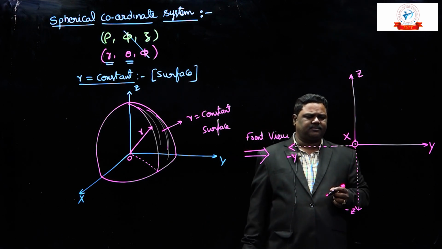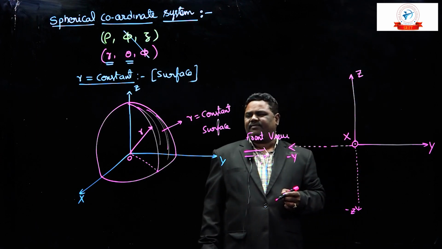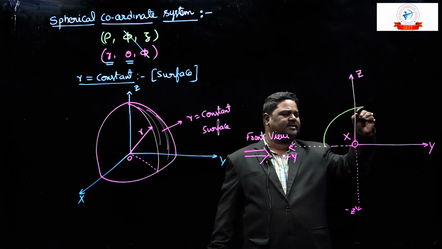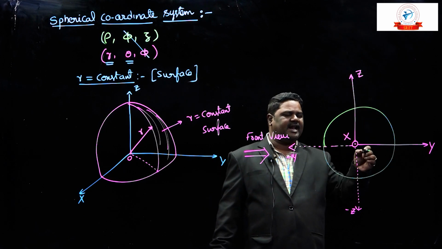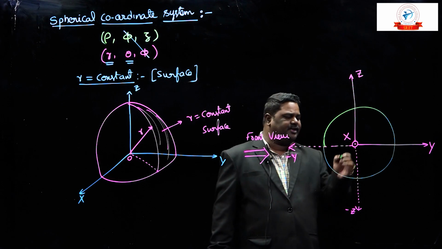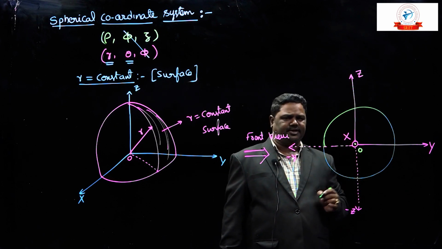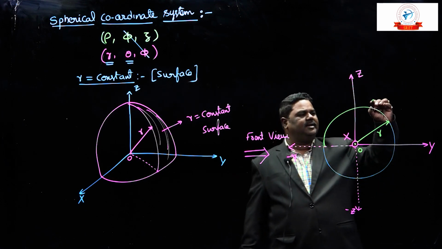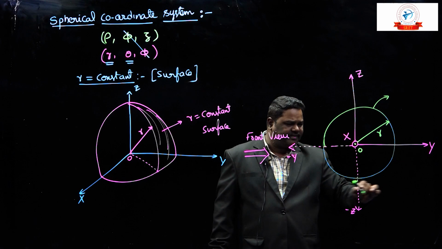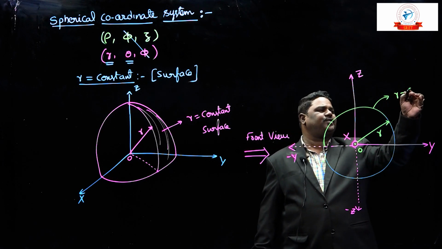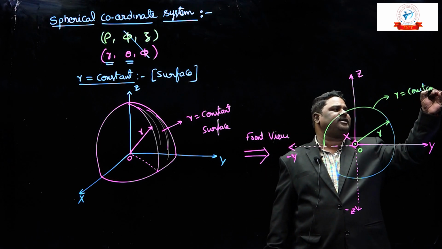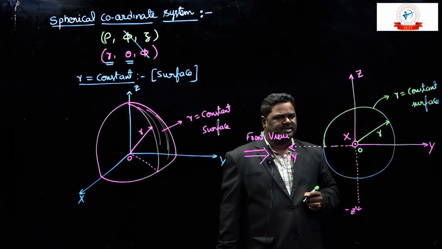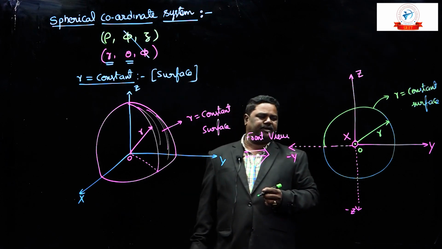Now just see here. In the front view, a sphere looks like a circle, isn't it? I'll draw the circle here. It is not actually a circle, it is the front view of the sphere. The center of the sphere is the origin and the radius of the sphere is r. The entire surface of the sphere is called the r is equal to constant surface. Now just observe this.